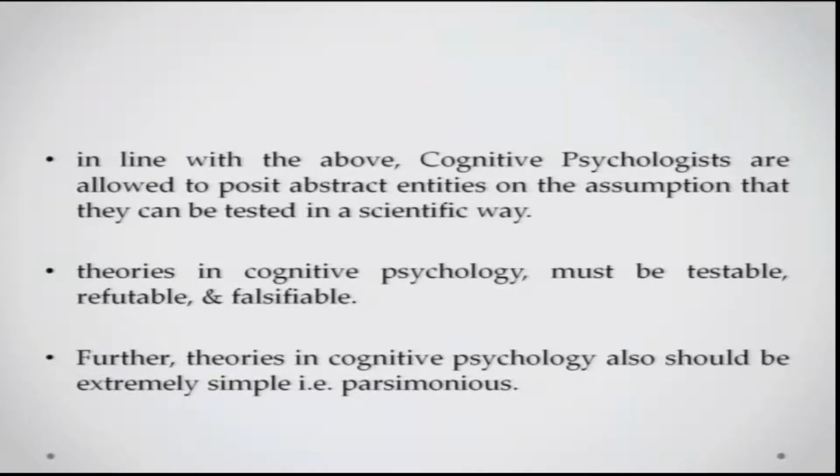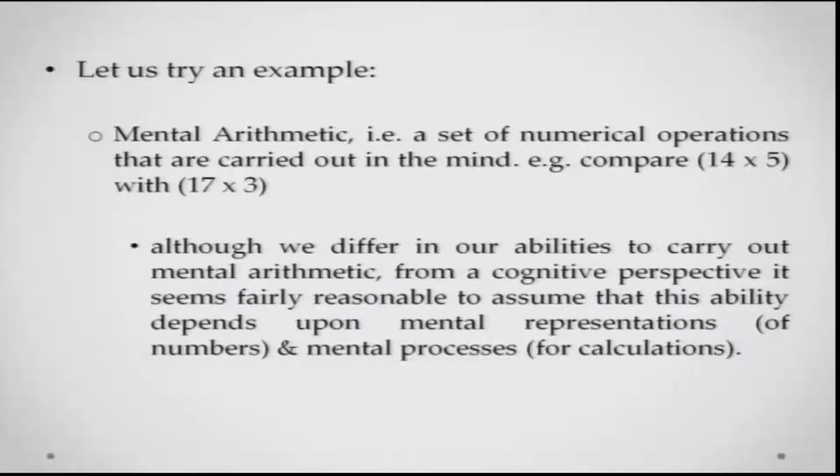It should not be that if x leads to y leads to z and leads to d, then only you can say that x leads to d. There should not be so many conditions in the middle. Okay. Now, let us take an example. If I want you to compare these two mental operations, compare 14 into 5 versus 17 into 3, how do you do this comparison?